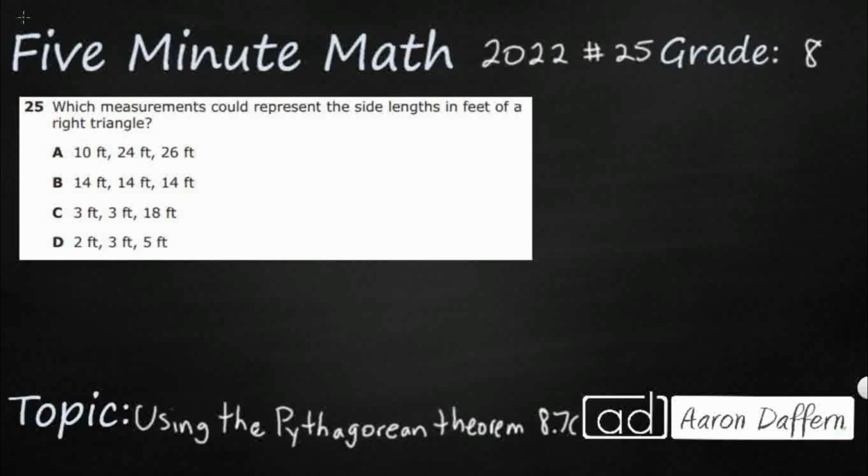So we are looking at measurements. There's no pictures, but we're looking for a right triangle. If we were to draw it, it would kind of look like this. And we're just trying to find the set of measurements that could actually work. Now, what do we know about right triangles? The two sides that form the right angle are called legs, and the side across from the right angle is called the hypotenuse.